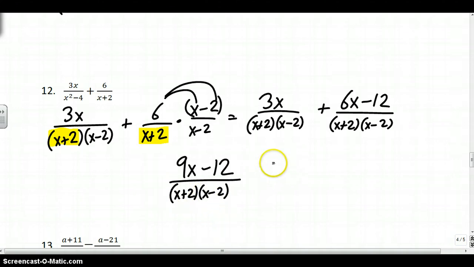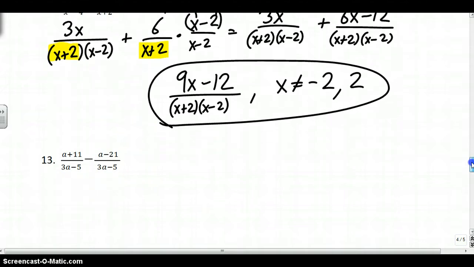By the way, side note here, 9x minus 12 does technically factor into 3 times 3x minus 4. But you'll notice that does not cancel with anything in the denominator, so that would be kind of pointless to do. And what can x not be? Just check the denominator. Can't be negative 2 or 2.